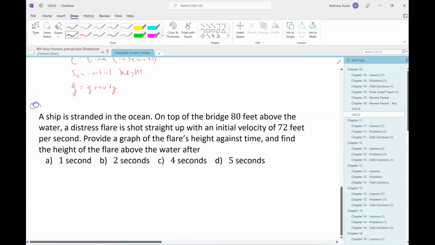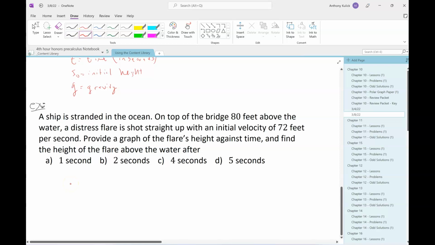All right, so let's do some examples. Let's say we have a ship stranded in the ocean. On top of the bridge is 80 feet above the water. Somebody shoots a distress flare straight up with initial velocity of 72 feet per second. Provide a graph of the flare's height against time and find the height of the flare above the water at the following times.